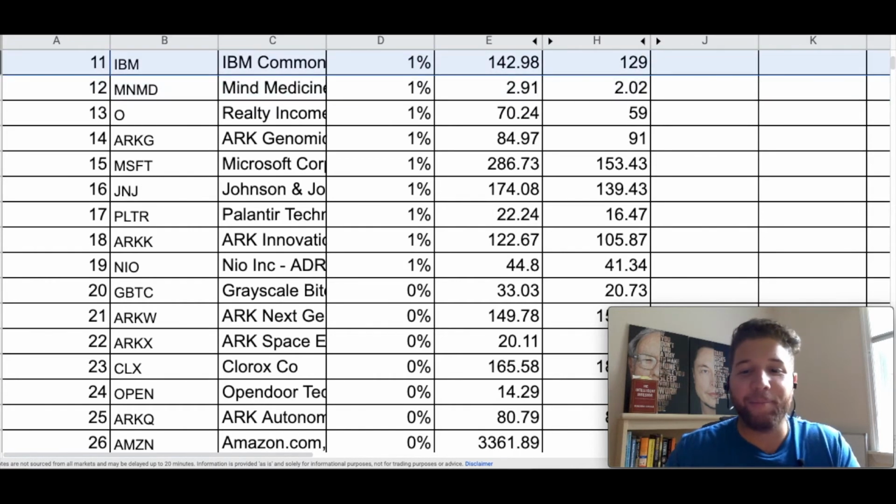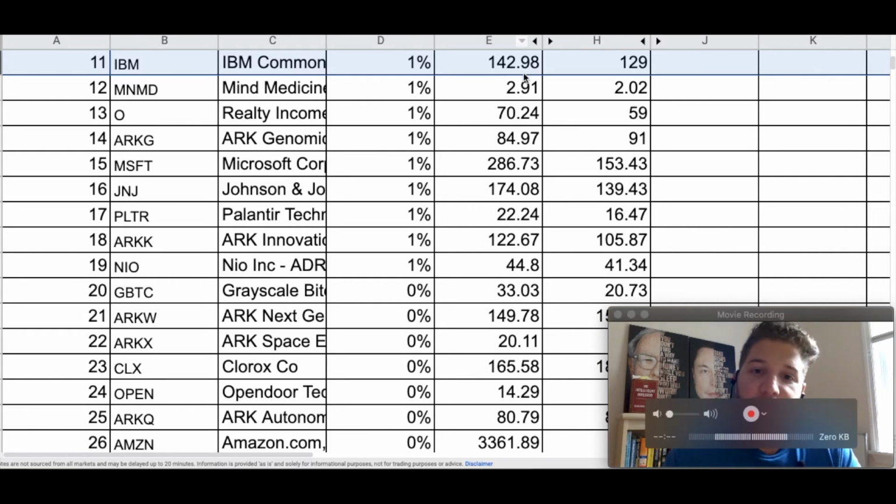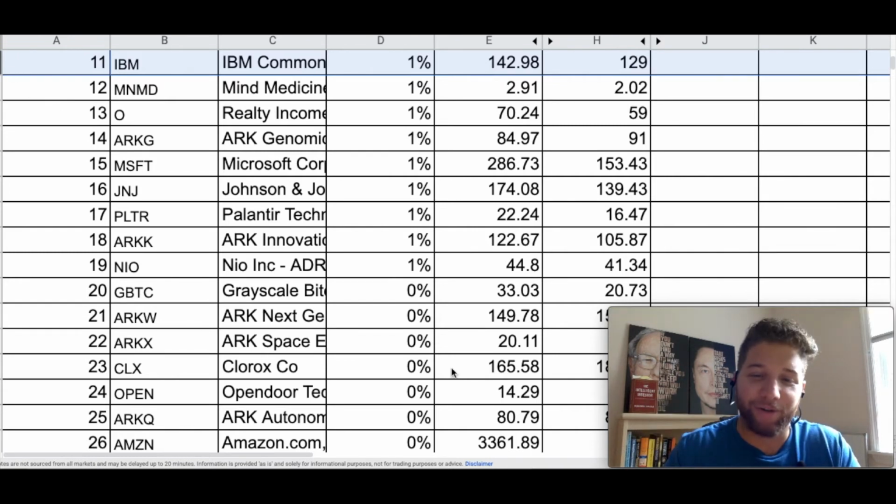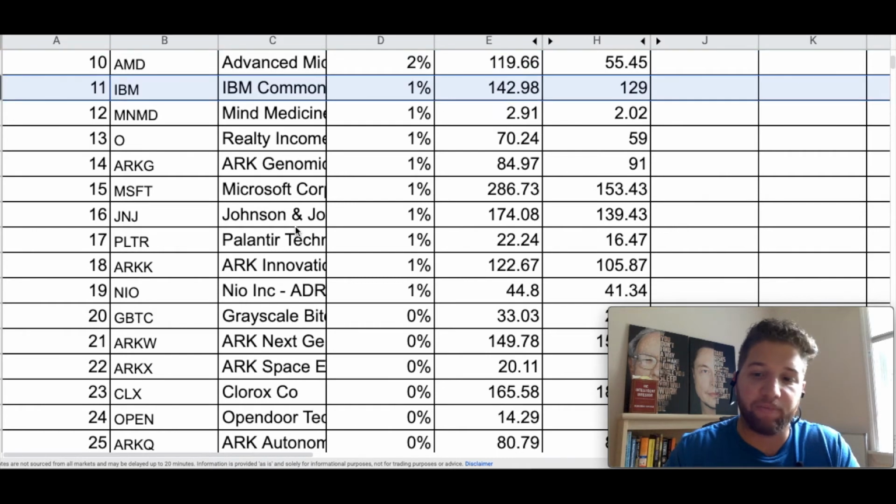Number 11, IBM. IBM really gets no love on Wall Street, and I really like this company. I'm rooting for them. I could see it being a great comeback story. Decent position I have in IBM. Got in at 129, currently sits somewhere around $143. And I think IBM is turning it around. The last decade was rough for them, but I think they're on the right track now. I've made videos on them as well.